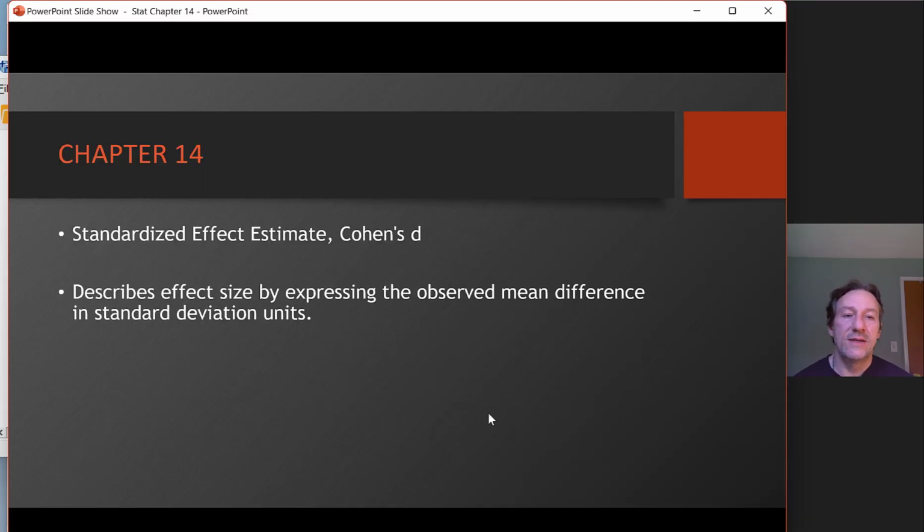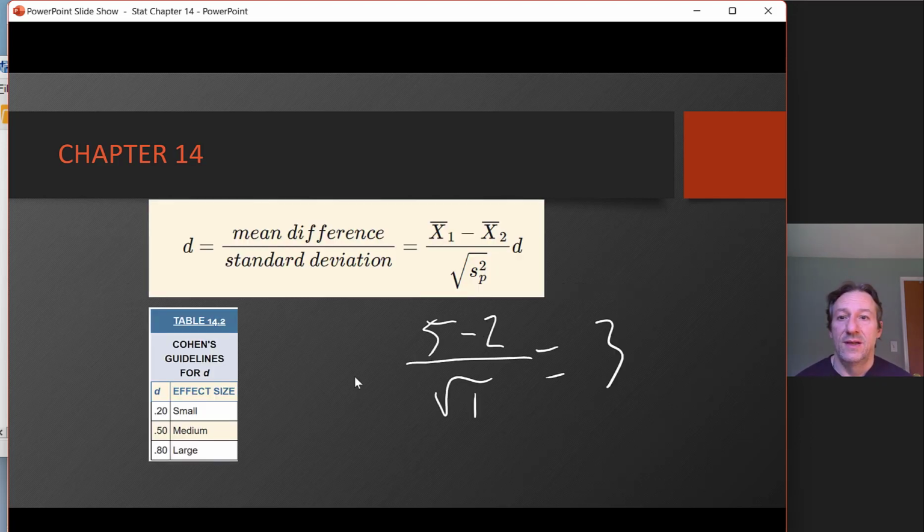On Cohen's d, we haven't talked about this before, but this is a standardized effect estimate. We're talking about effect size, and we're describing it by the observed mean difference in standard deviation units. Usually a 0.2 is considered a small Cohen's d, a 0.5 is considered medium, and a 0.8 is considered large. You just take the mean difference between the two groups divided by the standard deviation, and that's what that looks like.